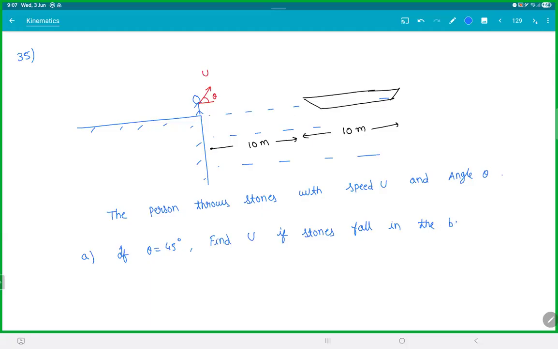So case one, you are throwing at a constant angle. You can't change the angle, but you can change your speed. Case two, your speed is fixed. You can throw only with 20 meter per second, but you can throw at any angle you want. Find theta if the stones fall in the boat.